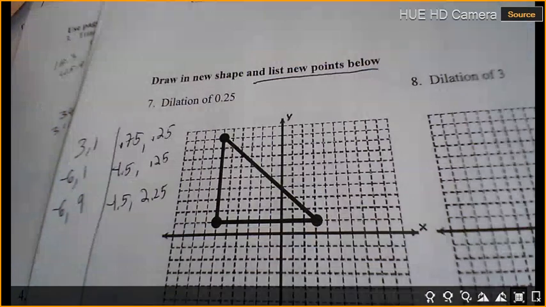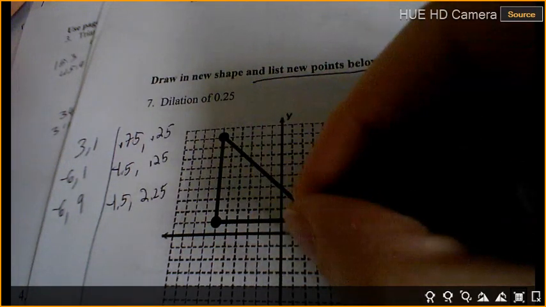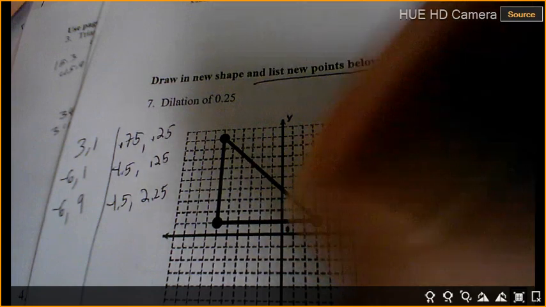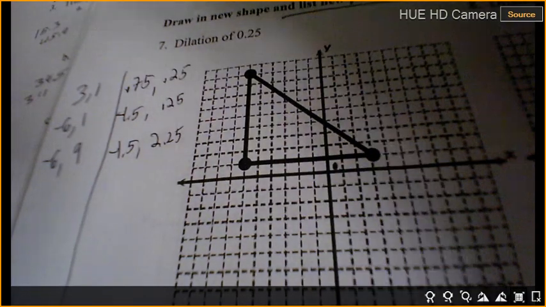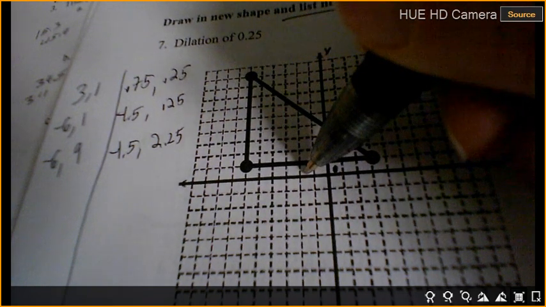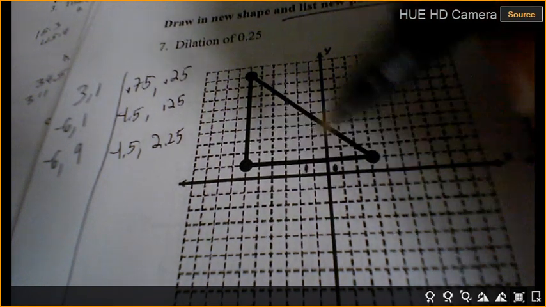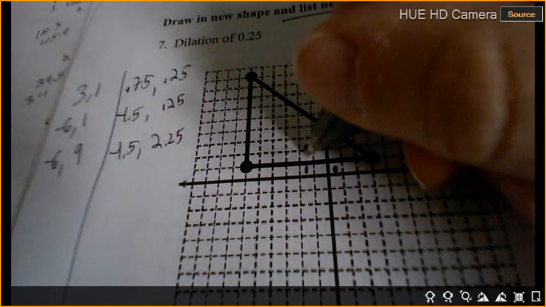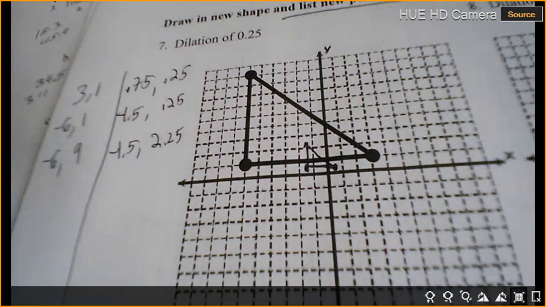And then I know they're fractions, but I'm going to do the best I can. I'm going to go over not quite to 1. Going to go up 1/4. Yep. Still going to be a little bit hard to see. Then I'm going to go -1.5, up 0.25. Then over -1.5 and up 2.25. So that's my new shape. It's 1/4 as big.